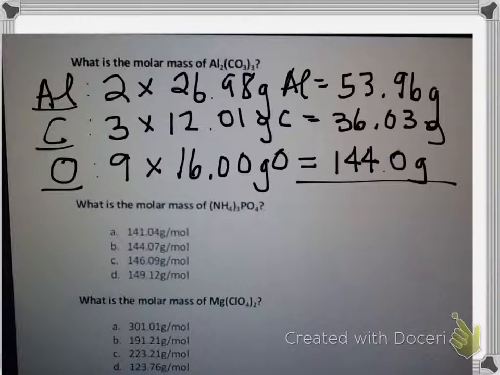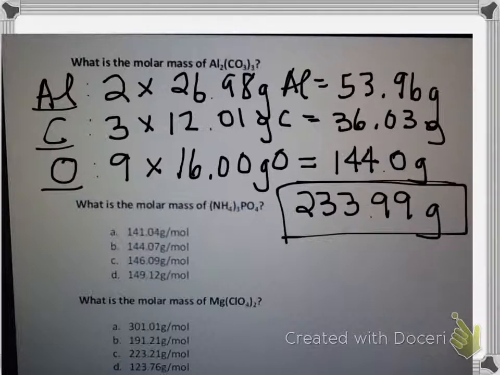All right, so here we know that we have 54 grams of aluminum roughly, about 36 grams of carbon, 144 grams of oxygen. If we add all of those individual masses of the moles of atoms together, we'll come up with the molar mass of the compound. You should get 233.99 grams. This is the molar mass of aluminum carbonate.